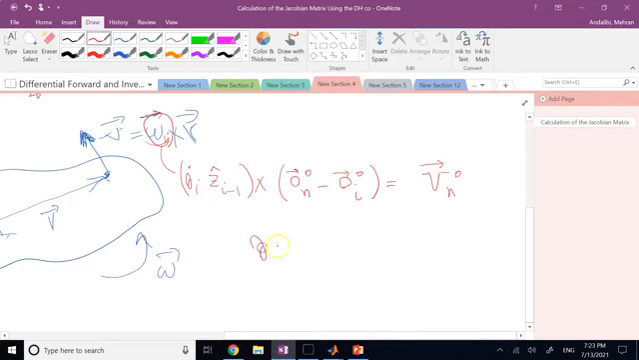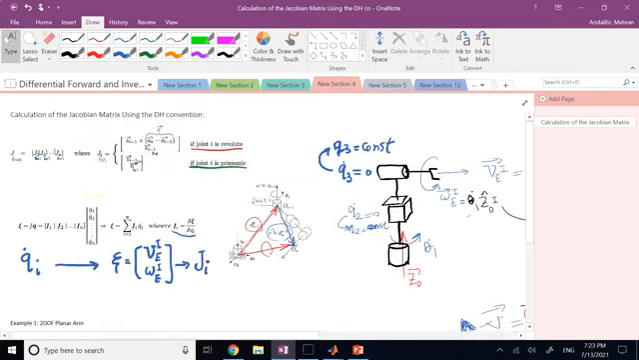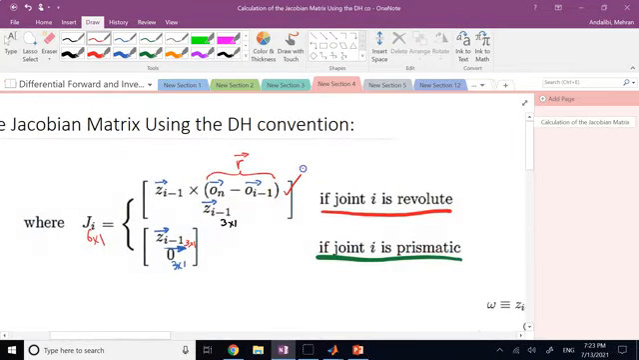Now question, what is the partial derivative of this v_n^0 with respect to theta i dot? Well, clearly it's the rest of it, which is z_{i-1} cross (O_n minus O_i), which you can see here. And again, this r is a 3 by 1 vector, z is a 3 by 1 vector, so when you cross product it, it's also a 3 by 1 vector. And again, 3 by 1, 3 by 1, you stack it, you're going to get a 6 by 1.